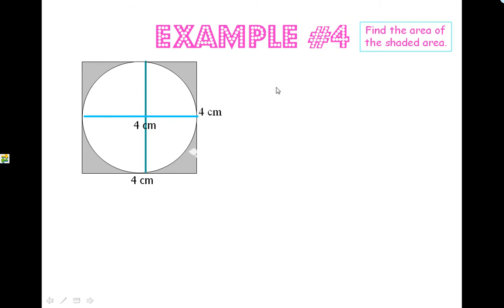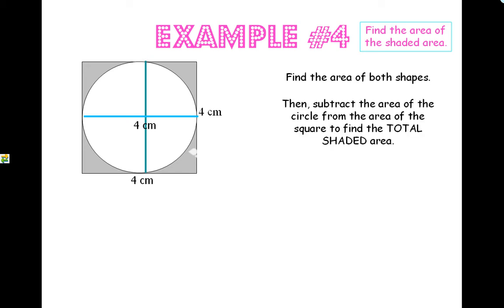First, you do have to find the area of both shapes. Then you're going to subtract the area of the circle from the area of the square to find the total shaded area. So to sum it up, you're going to get the area of the square minus the area of the circle. If you take away that circle, it's going to give you the shaded area.